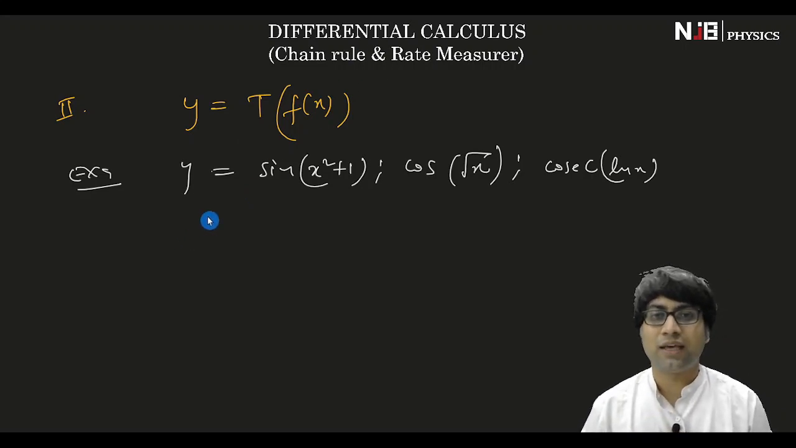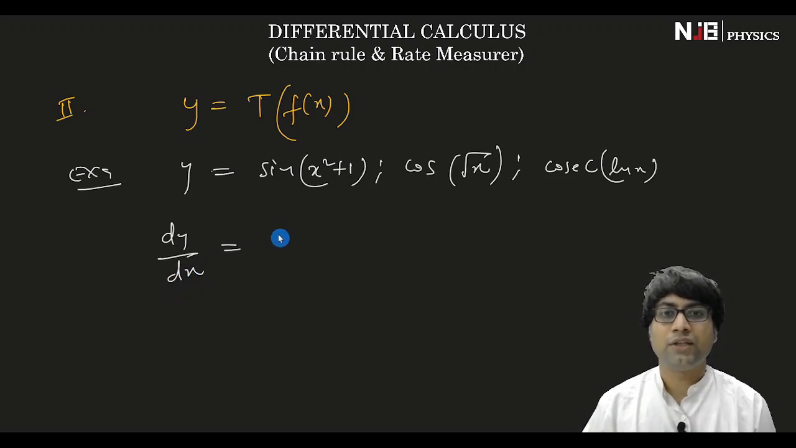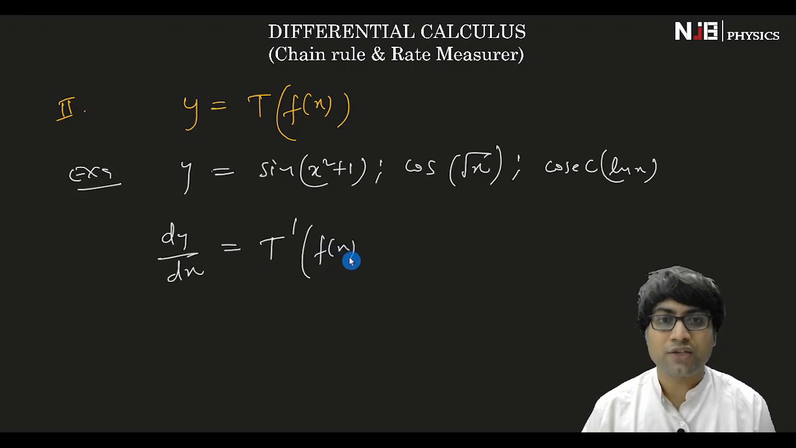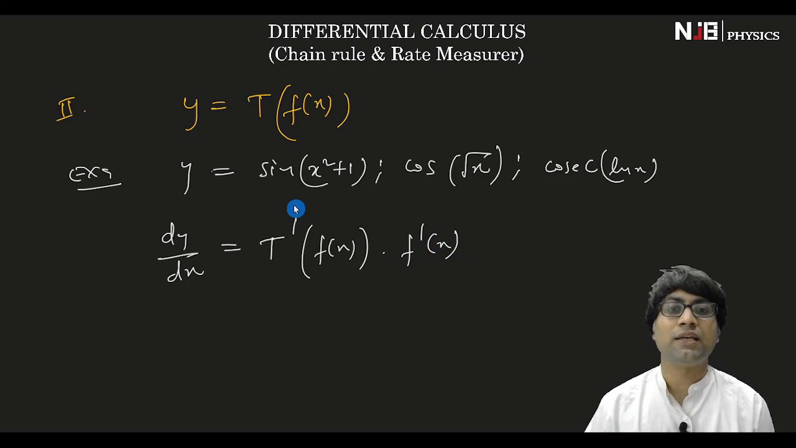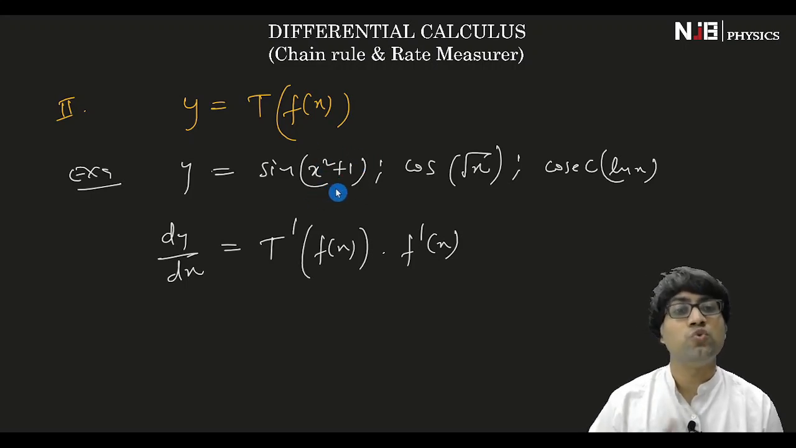Again, it is going to be the same thing: dy by dx is going to be equal to the differentiation of this trigonometric function, where this f of x will remain as it is, and then you differentiate this f of x. If you want to differentiate sine of x squared plus 1, first we differentiate sine. The differentiation of sine is cos, so it is cos of x squared plus 1 as it is, and then you multiply the derivative of x squared plus 1, which is 2x.